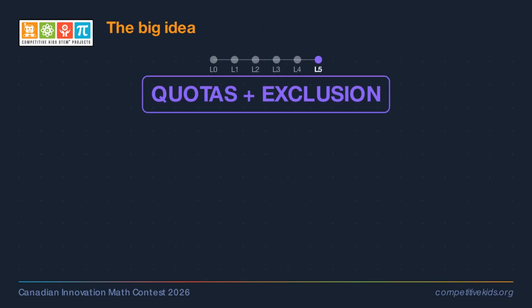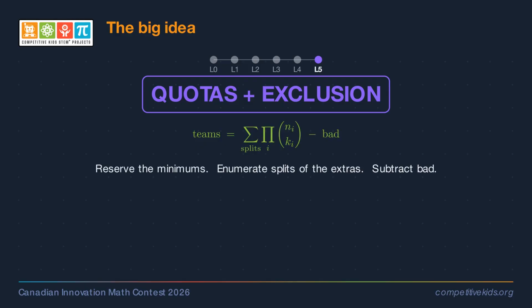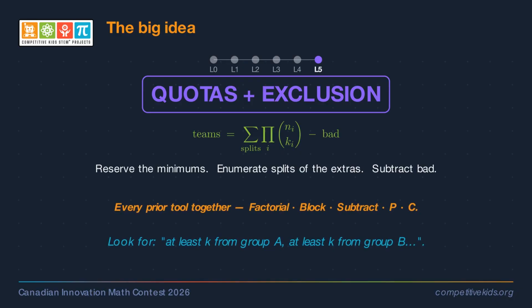If each group has a minimum and the team has extras to distribute, then enumerate every valid split. Sum the products of C of n, k, then subtract teams containing a forbidden pair. Look for the words at least k from each group with a global team size. That is when this rule applies.